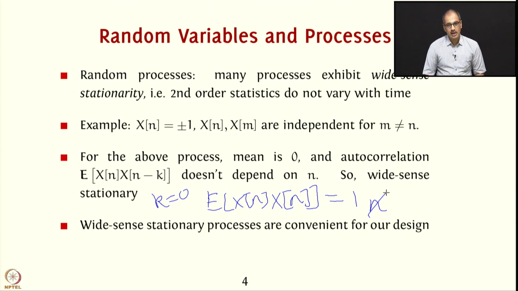There is a stronger condition called strict sense stationarity. In the case of strict sense stationarity, the distribution, or rather the joint distribution of the variables in the random process, themselves depend only on k, the lag, and not n. But that is a stronger condition which we do not need for our design processes in this particular application. Nevertheless, it is a useful characteristic, and strict sense stationarity implies wide sense stationarity, but the converse is not true.